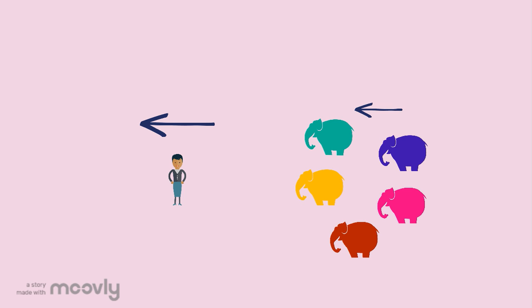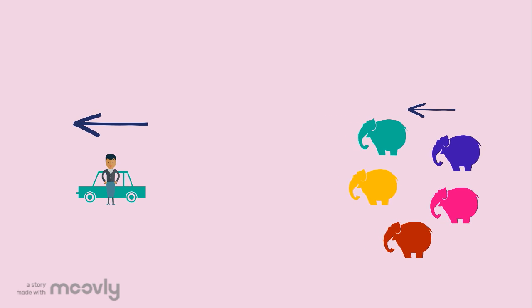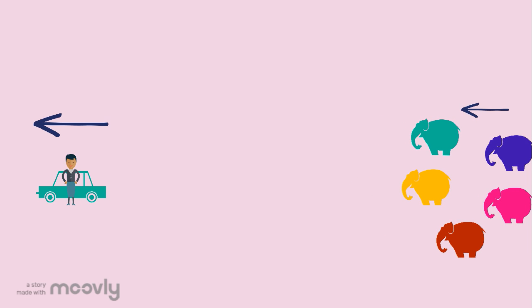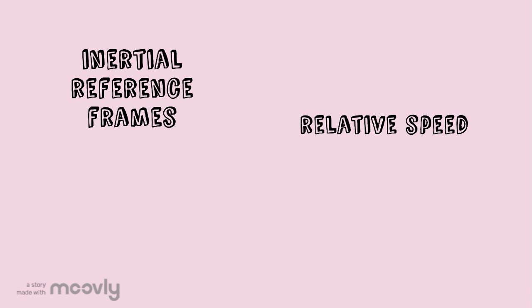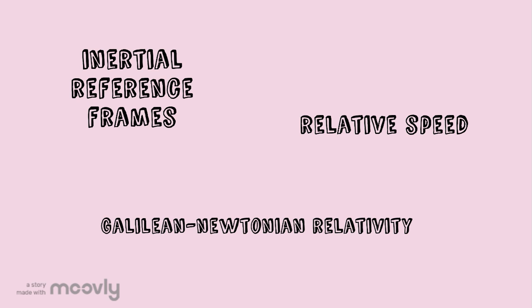Let's do one more. You are running away from the stampede, and you come across a car. You climb in and start driving away. You're moving faster than the elephants, which is good for you. But when you look back, it looks like the elephants are moving backwards. This is because the speed in their frame of reference is slower than yours. Your relative speed is therefore faster, so they look like they're going backwards. So there we have it, inertial reference frames and relative speed between two objects. And we now understand Galilean Newtonian relativity.